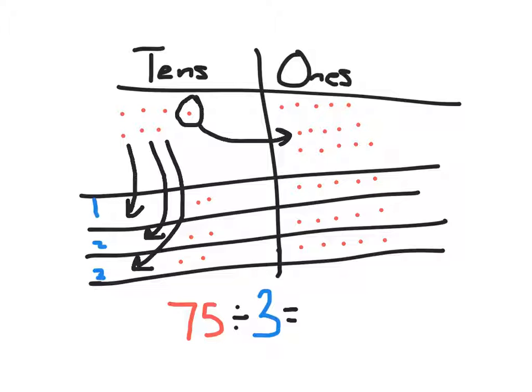So what is your answer? How many are in each group? I said there's at least 20, so we know there has to be a 2 here, because the 2 dots in the tens signify that there are 20. And then there are 5 dots in each of the ones groups. So the answer is 25. So the answer to 75 divided by 3 is 25.